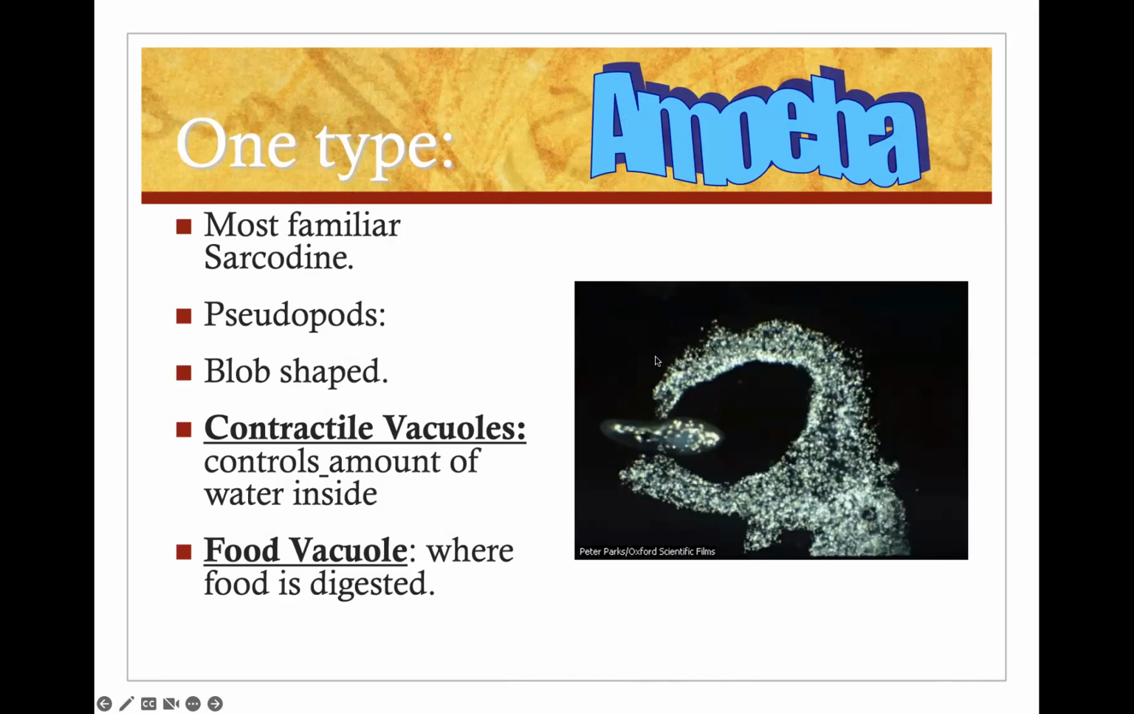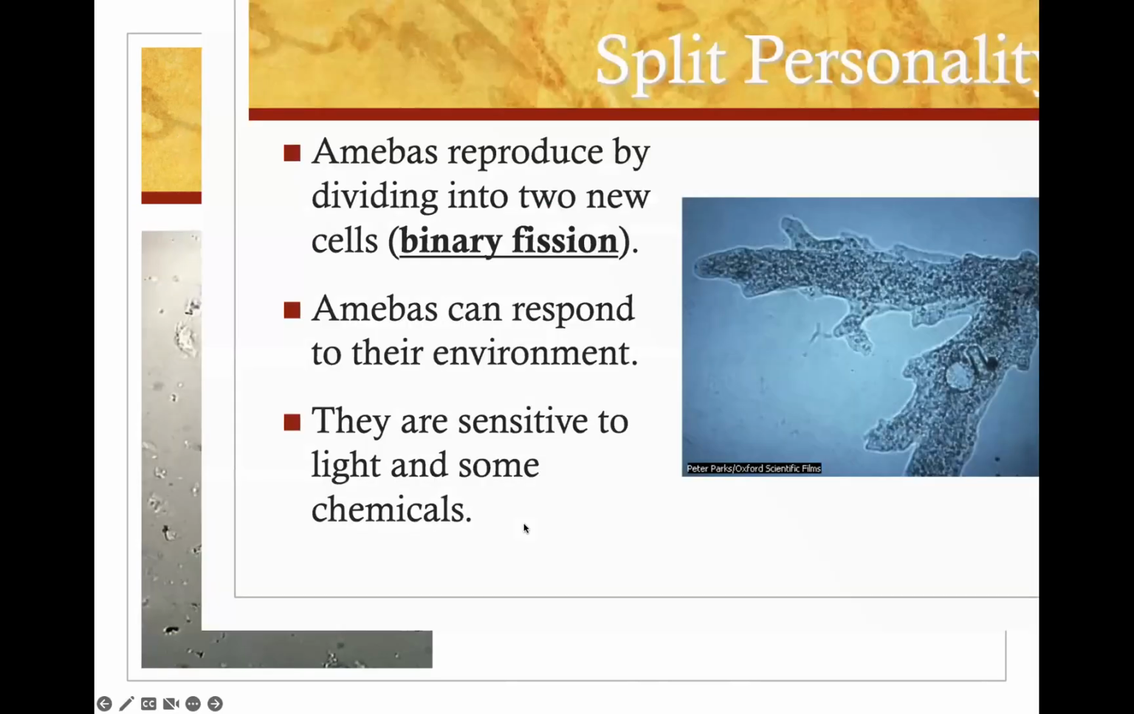All right, they do have contractile vacuoles that control how much water is inside of these organisms. And they also contain food vacuoles where food is contained and digested. So again, these are some features of the amoeba. They do contain pseudopods. They lack any definite shape, okay? But they have some contractile vacuoles and food vacuoles present.